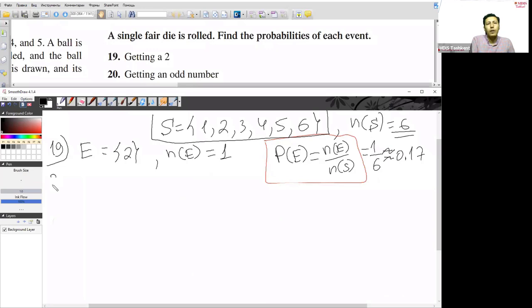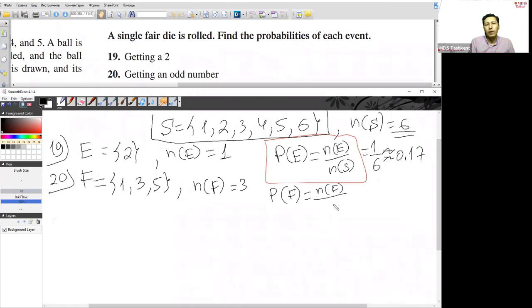20. Getting an odd number. So the event is about getting an odd number. Which one is odd among this S? So 1, 3, and 5 among the elements of S. So that means the number of elements of set F, the event, is equal to 3. So P(F) is equal to nF divided by nS. nF is 3 out of 6. So it's 0.5.